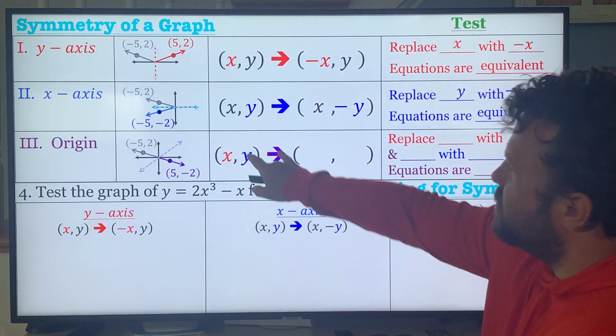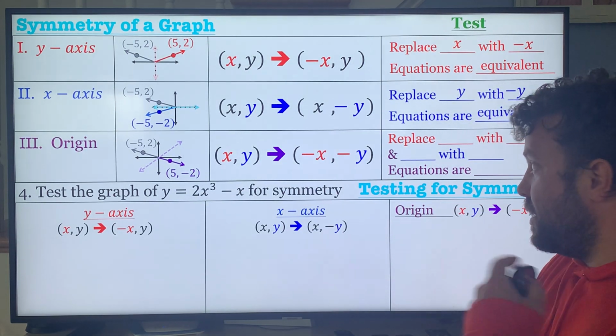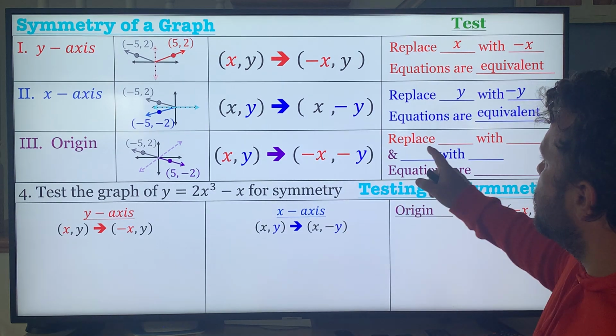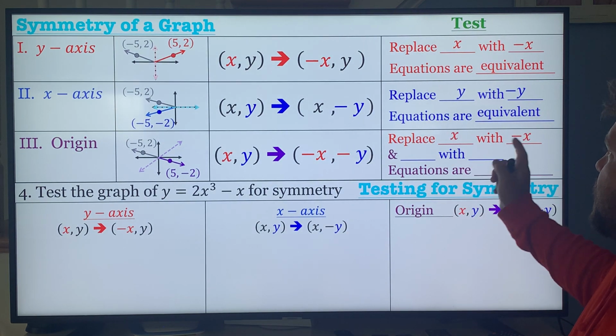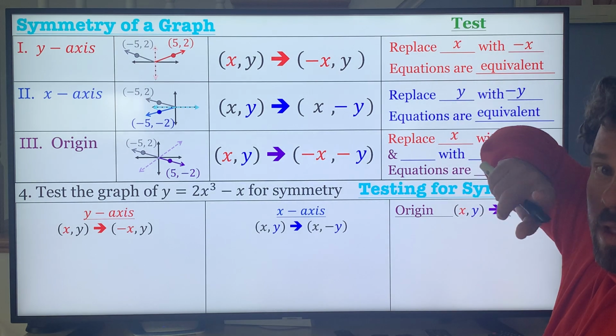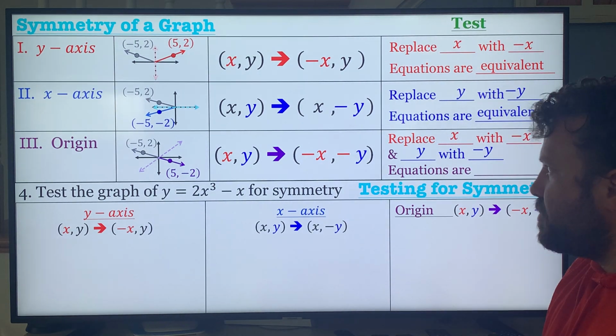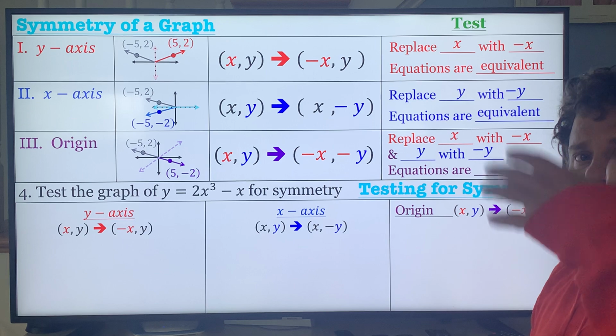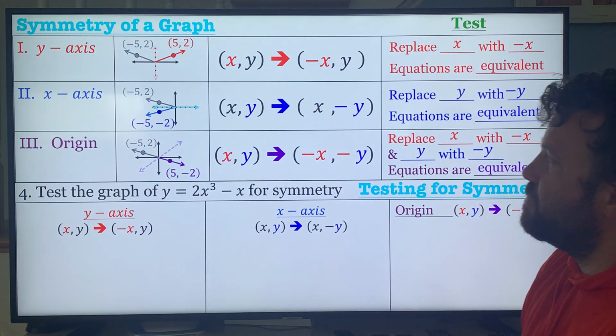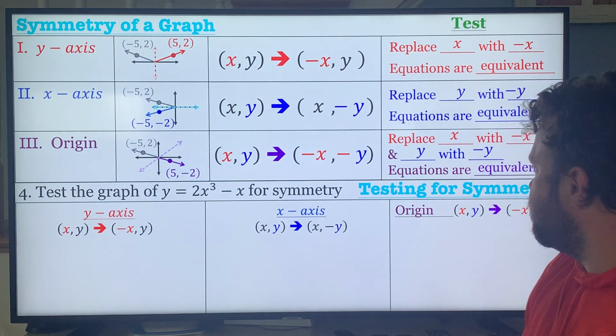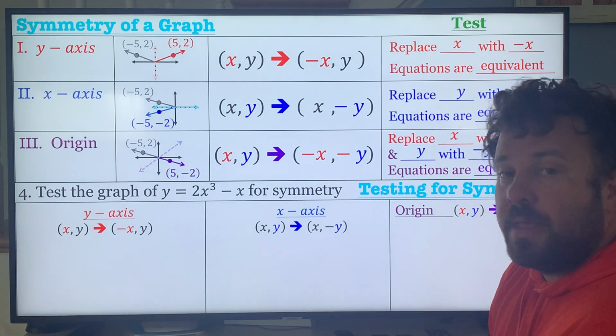All right? So what are we switching here? We're switching the x and the y. Oops, that should be a blue. So you replace the x with a negative x and the y with a negative y. And the two equations end up being equivalent. Not too tough, right? Let's see.